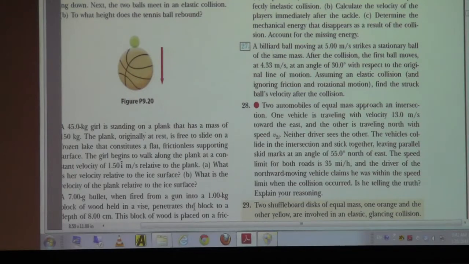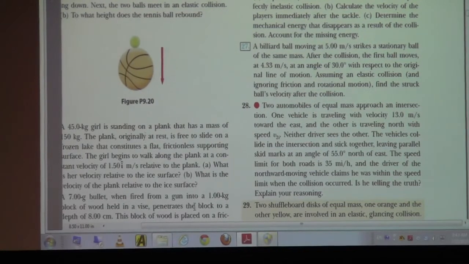Oh, let me stop right there. Elastic means? No heat is created in this collision, right? The kinetic energy before equals the kinetic energy after. Okay? So assume it's elastic.